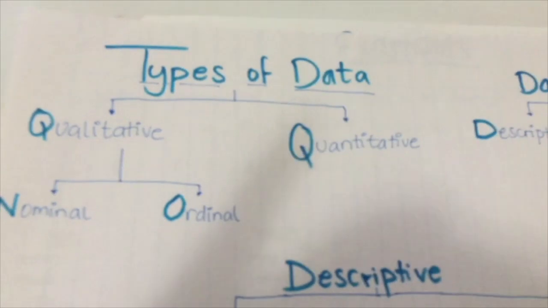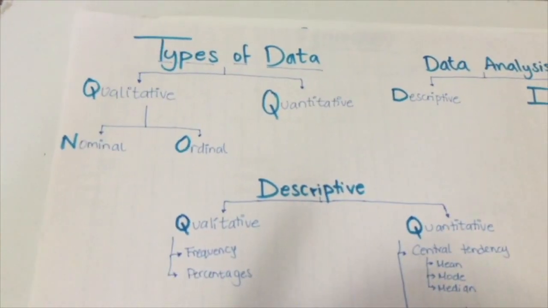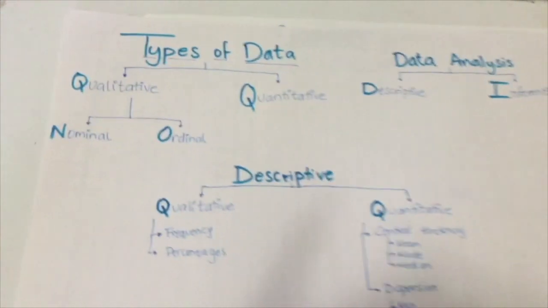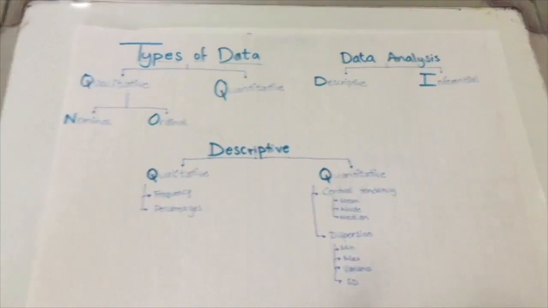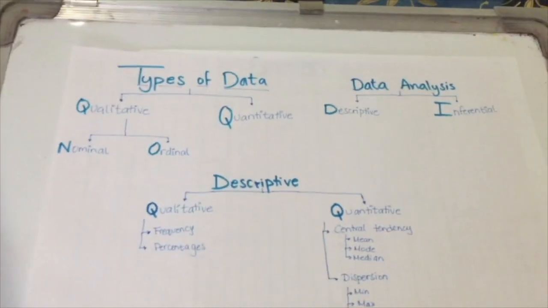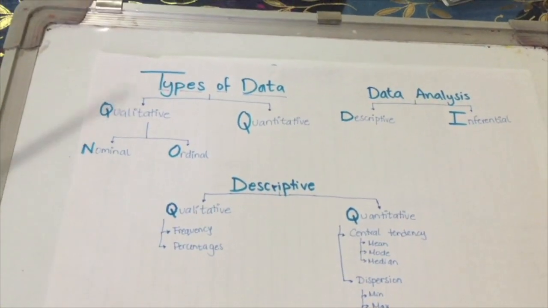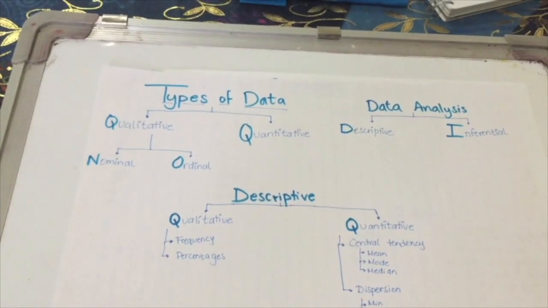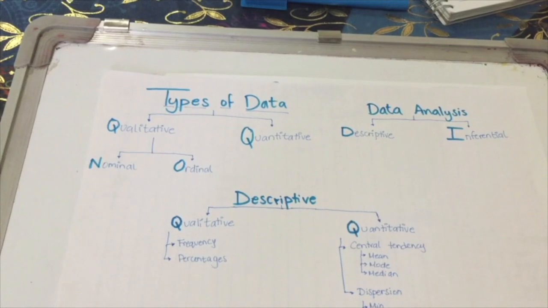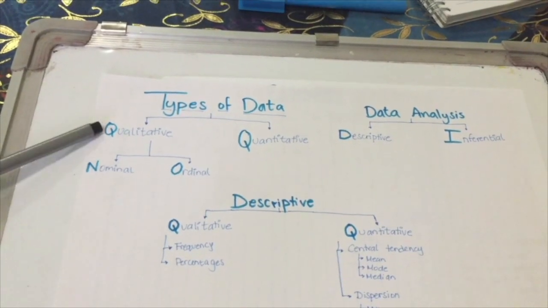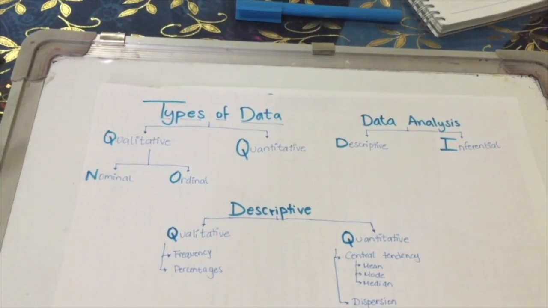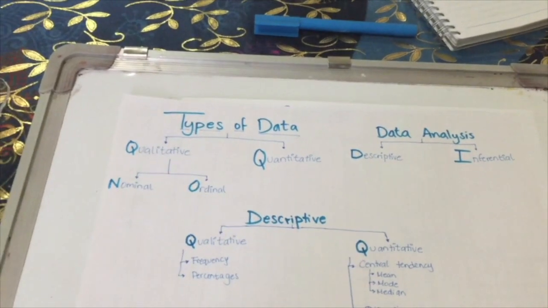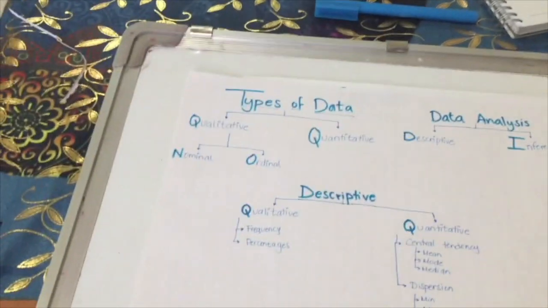So first of all, we're going to be talking about the types of the data and we're going to be starting here, types of the data. So we've got two types. We've got qualitative and quantitative. And so what does that mean? When we say we've got qualitative data, it means that it is not exactly in numbers. It is words.